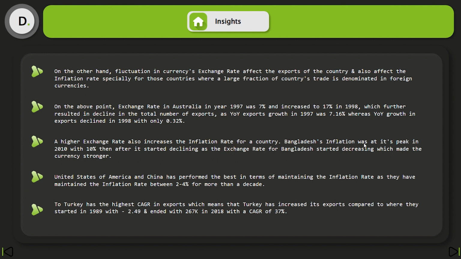So Turkey has the highest CAGR export, which means that Turkey has increased its exports compared to where they started in 1989 with a 2.49 export rate and ended with 267K in the year 2018 with a CAGR of 37%. That's the highest among all the 200 countries which we have seen. So that's it.